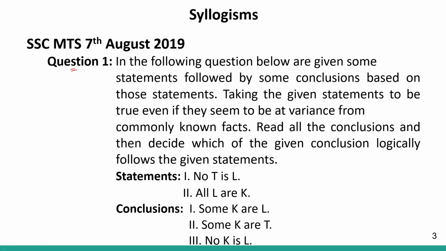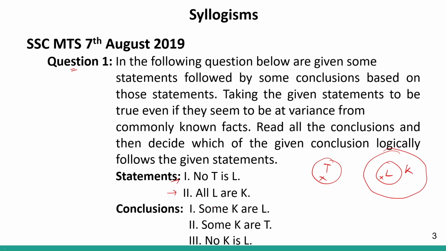Question number 1, 2 statements and 3 conclusions. First statement says no T is L. That means T and L are separate entities. They will not overlap. Correct? No T is L basically means T and L are separate entities and they will not overlap. Second statement is all L are K. So all L are K will be represented like this. All L are a part of K. This will be my Venn diagram.